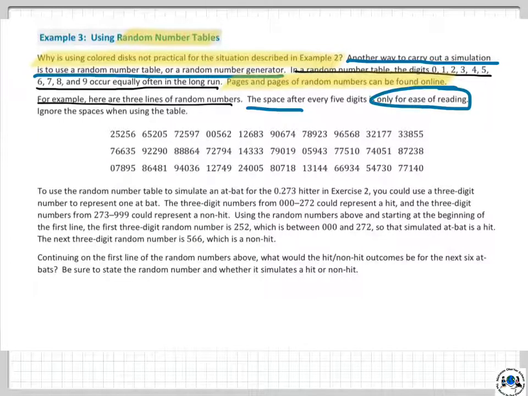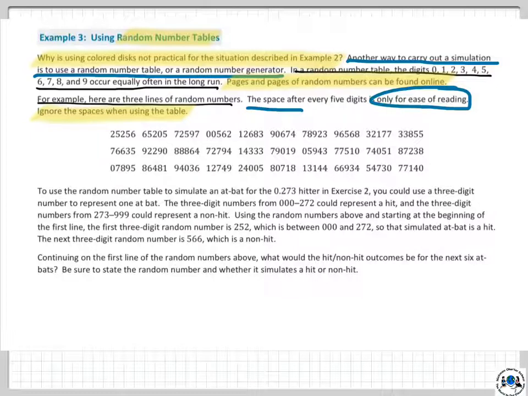This is meant to be random numbers, so it's 2, 5, 2, 5, 6, 6, 5, 2, 0, 5. It doesn't read like 25,256, 65,225. That's not how it works. These are read singularly, like that. So go ahead and just ignore those spaces when using the table.